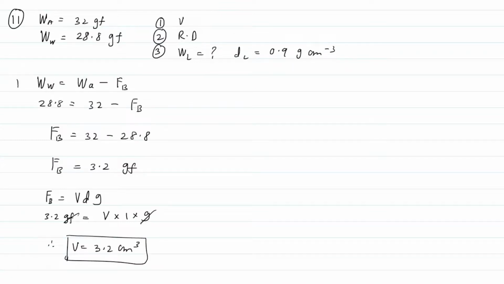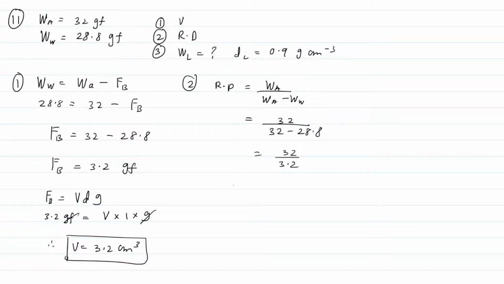Now for the second one, we use this formula of relative density is weight in air upon weight in air minus weight in water. So relative density will be 32 upon 32 minus 28.8. So 32 upon 3.2. So relative density will be 10. It has no unit. So that's just 10.